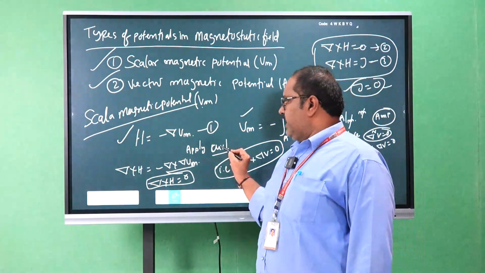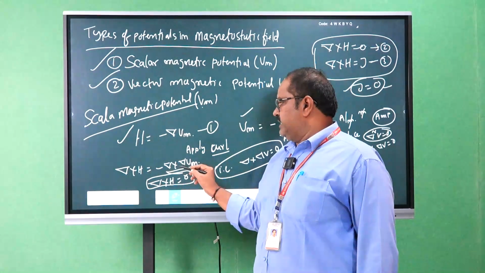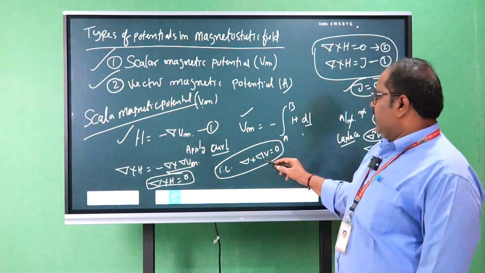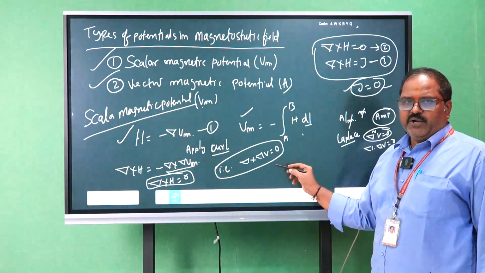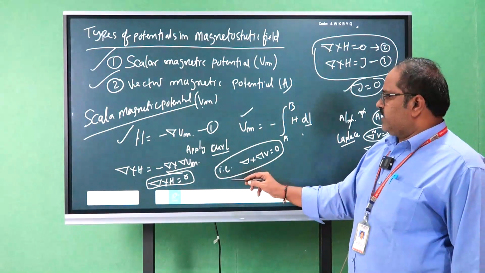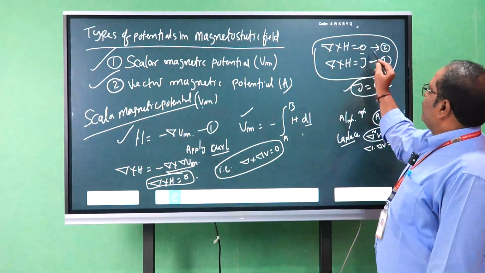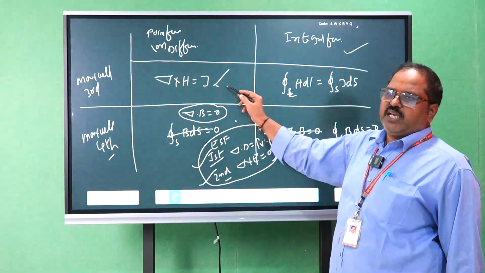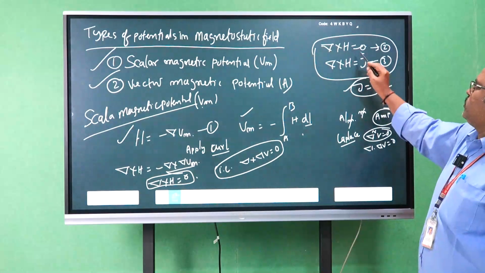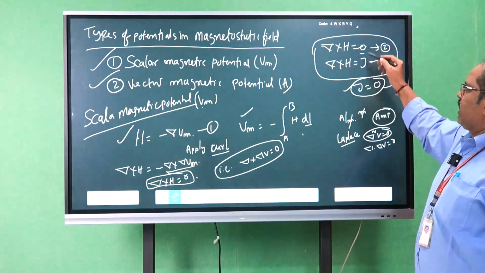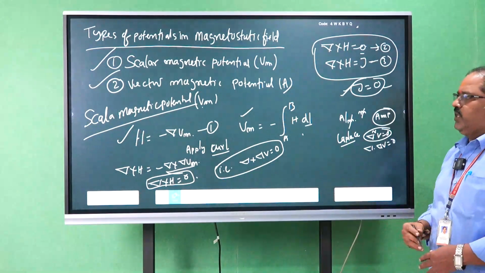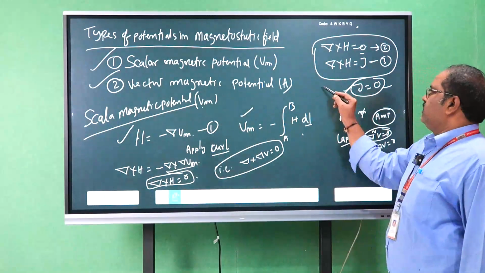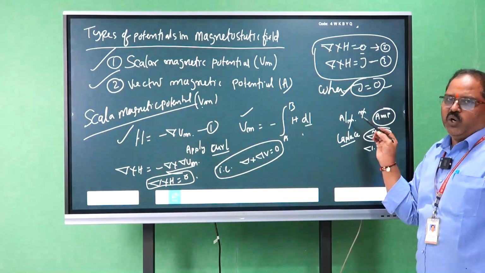Therefore, in equation number 1, applying curl on both sides, del cross H is equal to minus del cross del Vm. Therefore, del cross H is equal to 0. Del cross del V is equal to 0 according to the vector identity. Therefore, del cross H is equal to 0, but according to Maxwell third equation, del cross H is equal to J. Comparing those two equations, J is equal to 0. Therefore, the scalar magnetic potential Vm exists in a region where J is equal to 0.